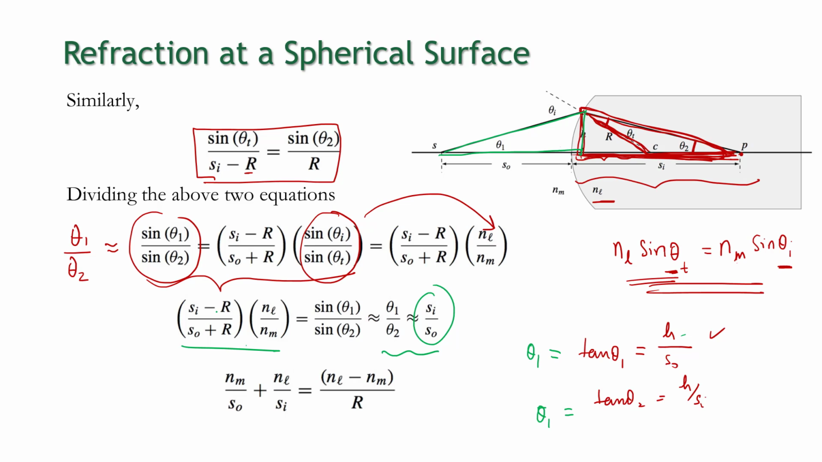So we have this expression that is equal to that, and you do the cross multiplication and a little bit of algebra, you get this expression. That's pretty straightforward, not that difficult. So basically (Si minus R) NL S naught is equal to (S naught plus R) Nm Si. So multiply term by term, and then divide both sides by the common terms, you get that expression.